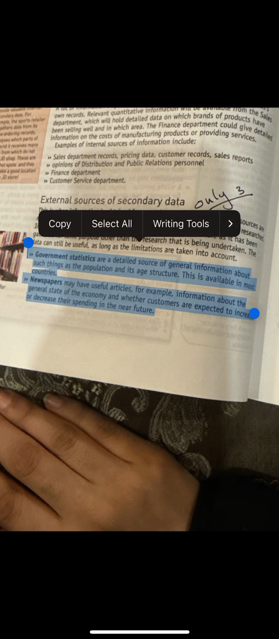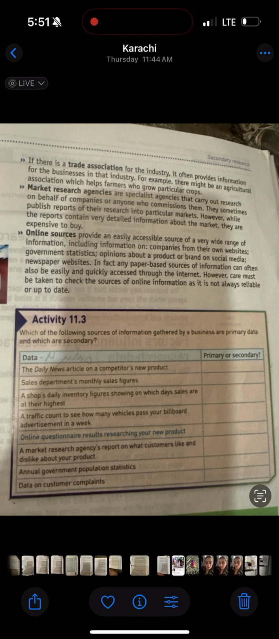External sources of secondary data. Government statistics are a detailed source of general information about countries, such as the population and its age structure. Newspapers are available in most places and may have useful articles, for example, information about the general state of the economy, and whether customers are expected to increase or decrease their spending in the near future.